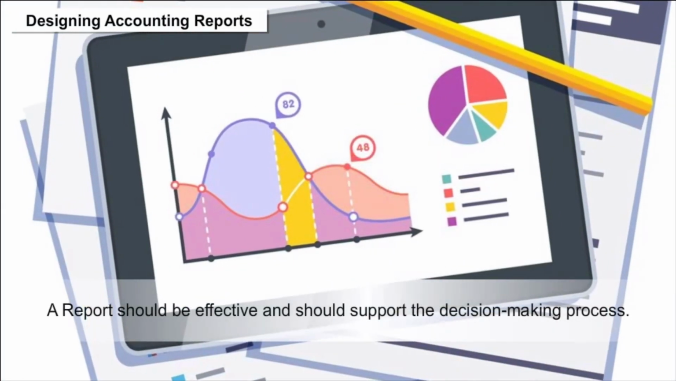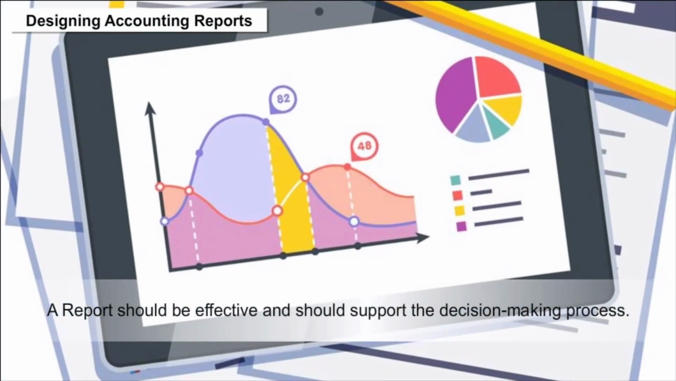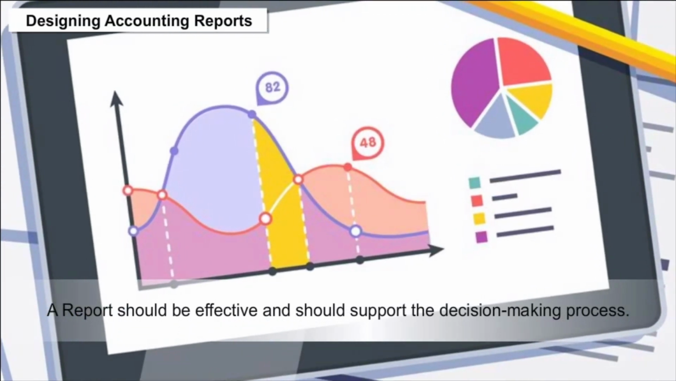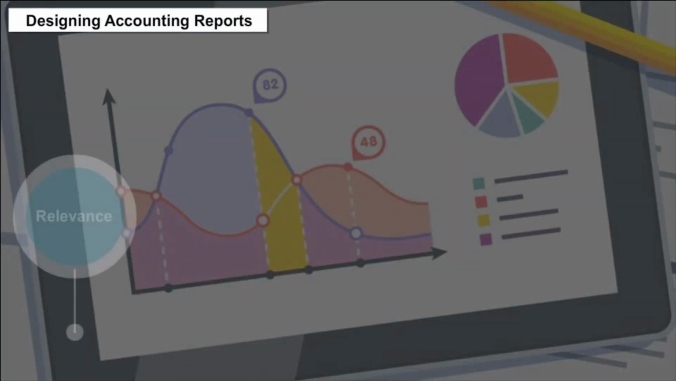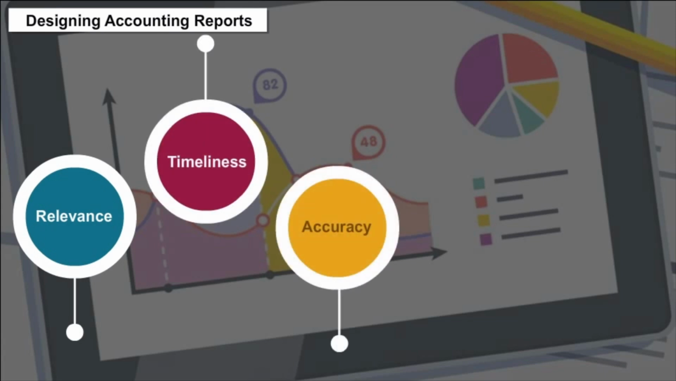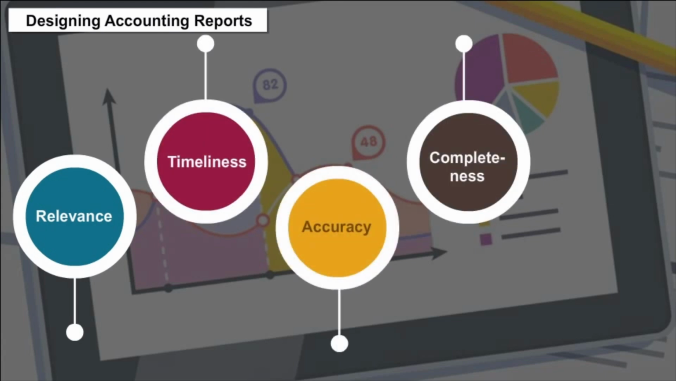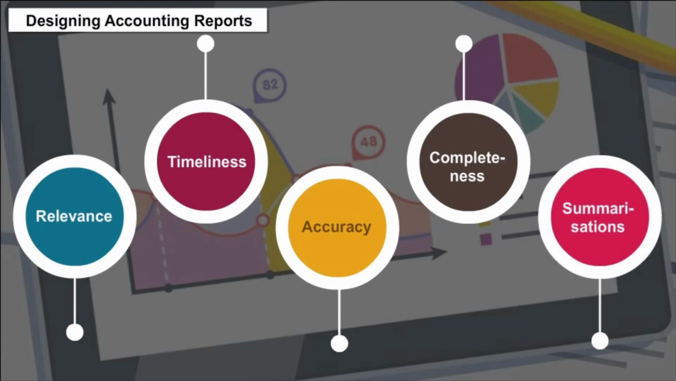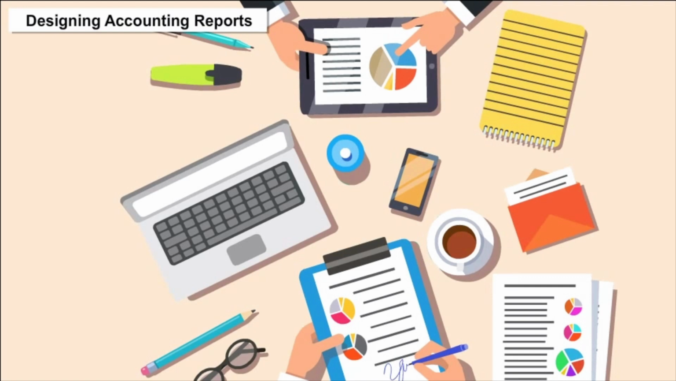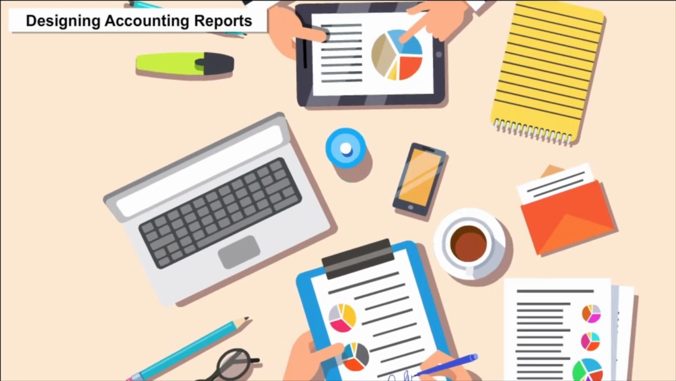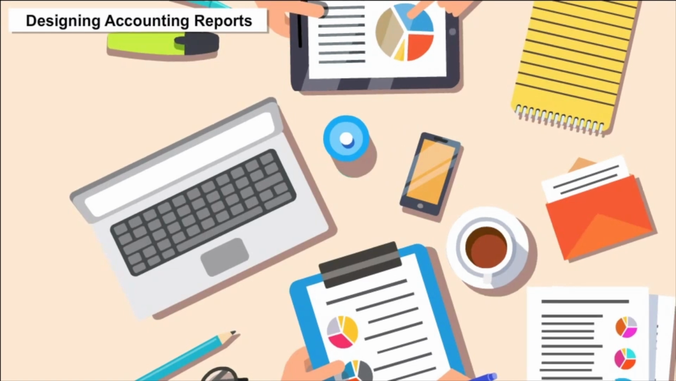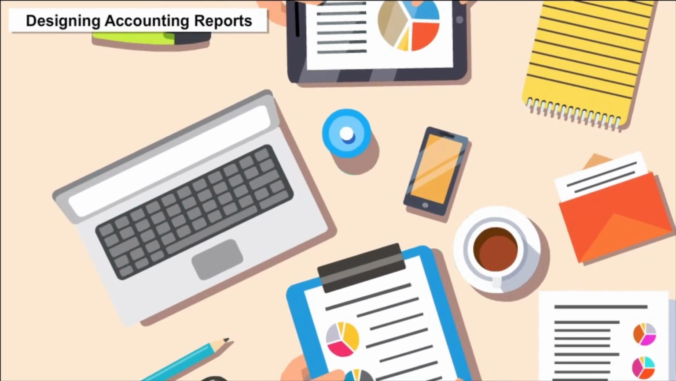A report should be effective and should support the decision-making process. A report should be made on the following criteria: relevance, timeliness, accuracy, completeness, summarizations. There are different types of reports generated in the accounting software depending upon the requirements of the user. However, MIS reports can be of following types.